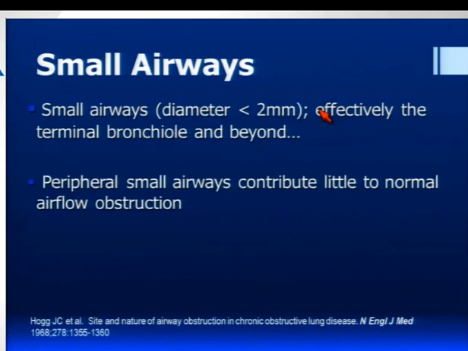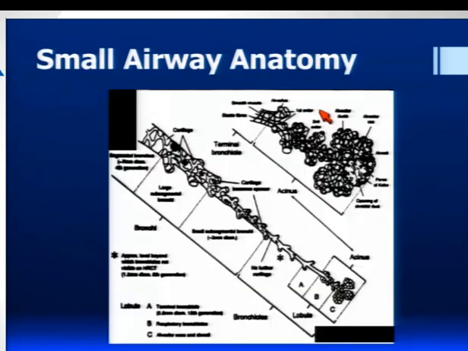In normals, so in you and I, they contribute very little to normal resistance. And in fact, Jim Hogg called this the silent zone of the lungs. Why? Well, it's very important because you can get a lot of damage in the small airways before the patient will describe any symptoms, or indeed before there is any physiological abnormality. So they are a crucial area of the lungs, but you can get a lot of damage before there's going to be any detection.